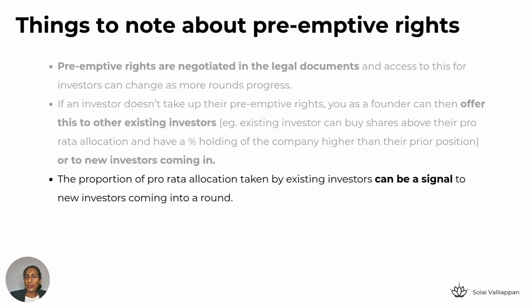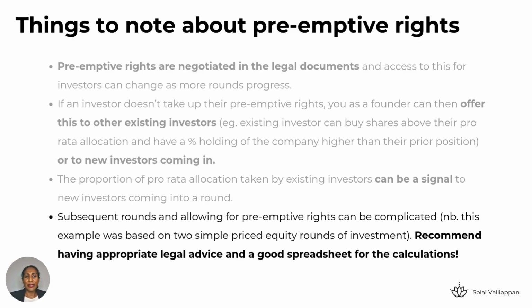So the proportion of pro rata allocation can be a signal for new investors coming to the round. It kind of shows, well, how much are your existing investors supportive of you, and it can reflect on what they think of the business. But you can also some investors may be pretty upfront and say, hey, I tend not to follow on because of XYZ.